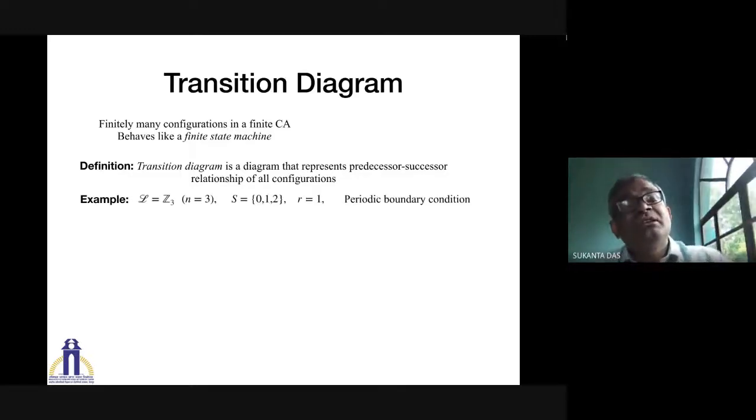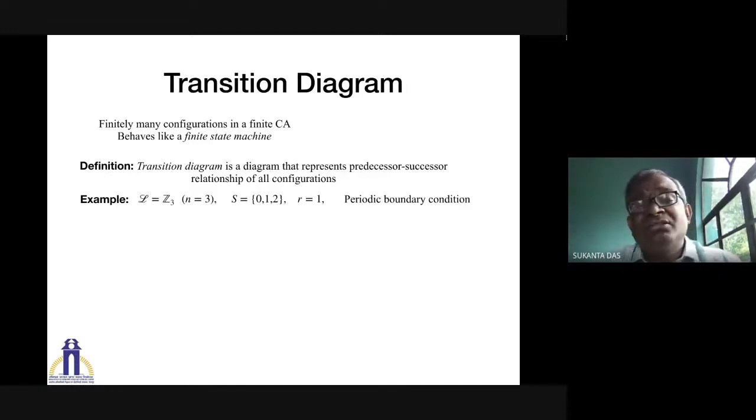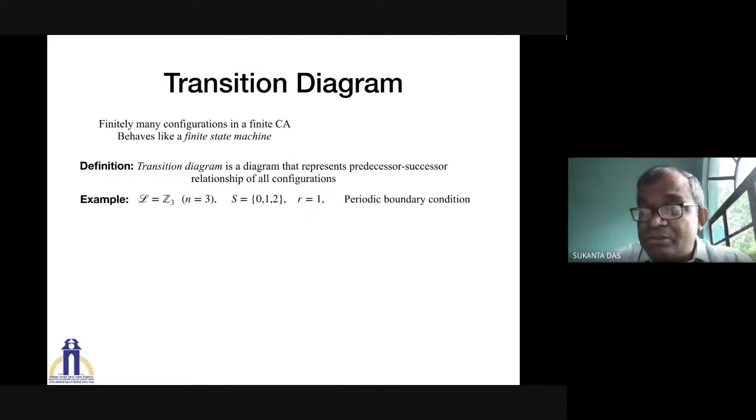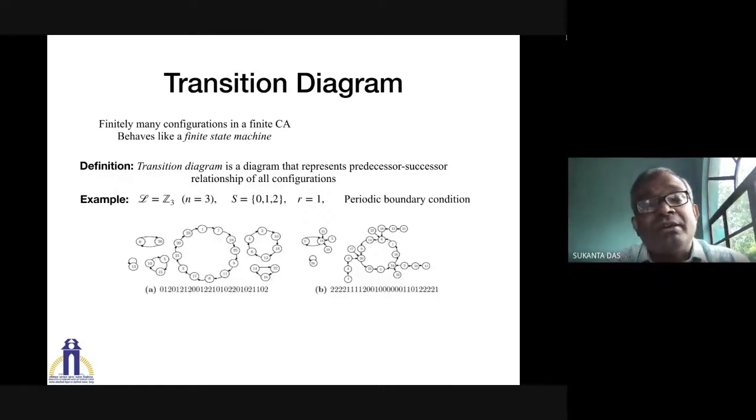So take an example. Suppose we have n equal to 3 only. We have only 3 cells. For simplicity, I have considered here only 3 cells. And suppose the states are 0, 1, 2. And r equal to 1 means nearest neighbor. And my boundary condition is periodic. So this I have assumed. Now I have to specify the rule. So I'm going to present you two configuration transition diagrams. A is one rule, B is another rule. So there are two figures.